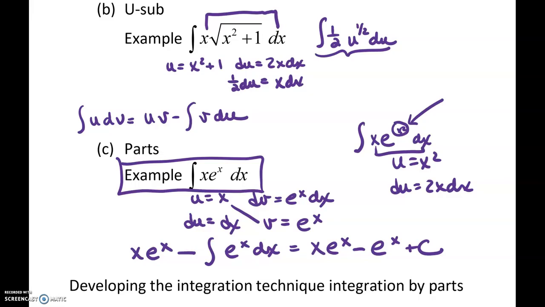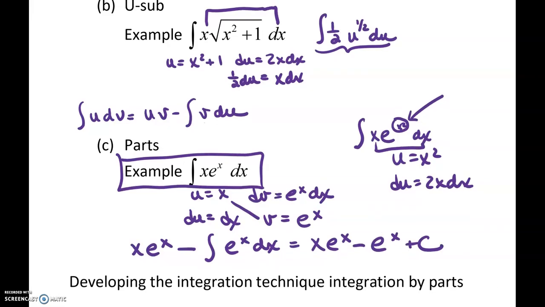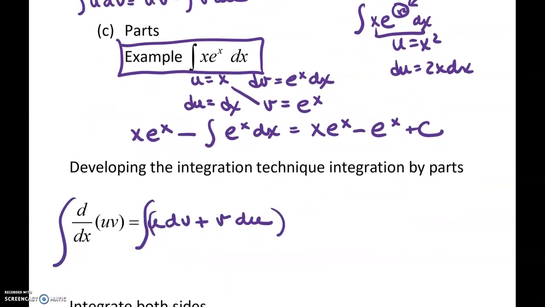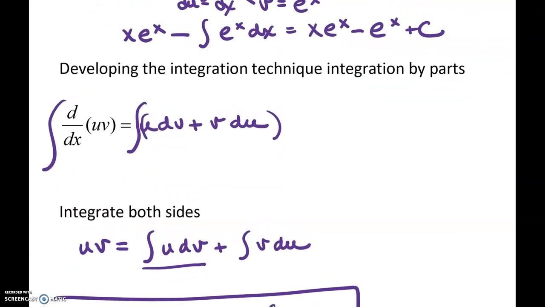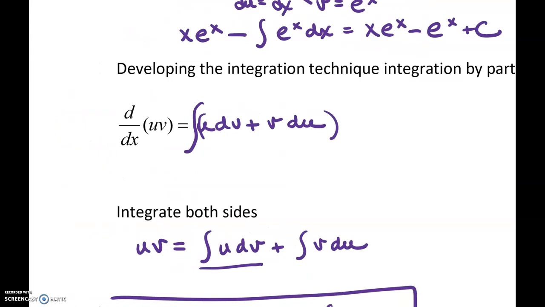So what do we do with x e to the x? I've worked the problem here, but let's go down here and I'm going to show you how to develop it. If we take the derivative of the product u times v, and I apologize for the dead mathematicians that overused u, because this isn't a u sub problem. This is just u, the function, like f of x. So if we differentiate u times v using the product rule, we would get u dv plus v du.